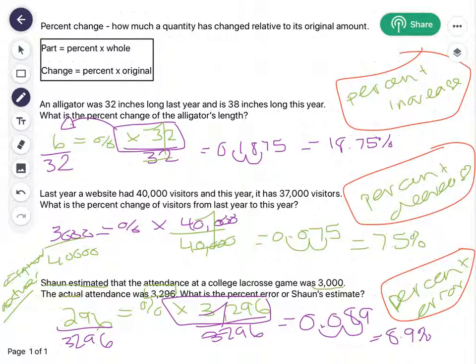And then just for that last one, percent error, we would use, see if I can type it in here, change equals percent times, this is going to be your actual. So we'll put that up here on the screen so that we can cement that into our brain.